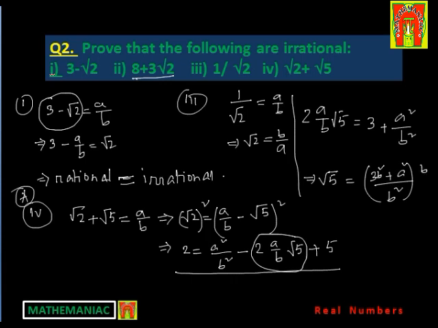And then this b will go up and then 2a will come down. Overall impression is what about this? It is rational because it is in p by q form. This is irrational. Contradiction came, right? So what is the meaning of the contradiction coming? The meaning is that our supposition that root 2 plus root 5 is rational is wrong.